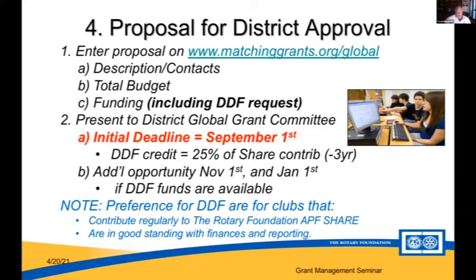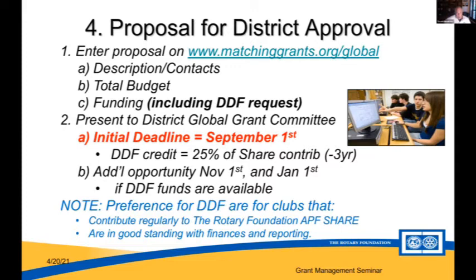Okay, if you've got a grant defined, you think you're on your way to getting your funding, and you're ready to bring it to the district, the first thing you do is enter your information on matchinggrants.org. Similar to a district grant, there's 2 sides to matching grants, district and global grants. Enter your information, the description, your budget, and even if you're not approved for DDF, you put in the amount of DDF you're going to ask for, because you've got to define what your funding is going to be. If you don't get that DDF approved, you'll have to adjust your funding. But initially, you want to go in with a plan for your funding.